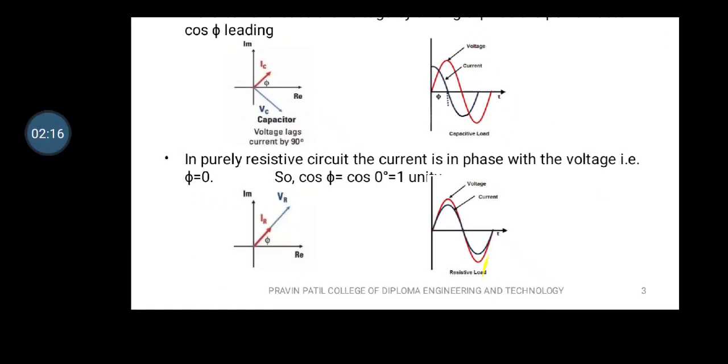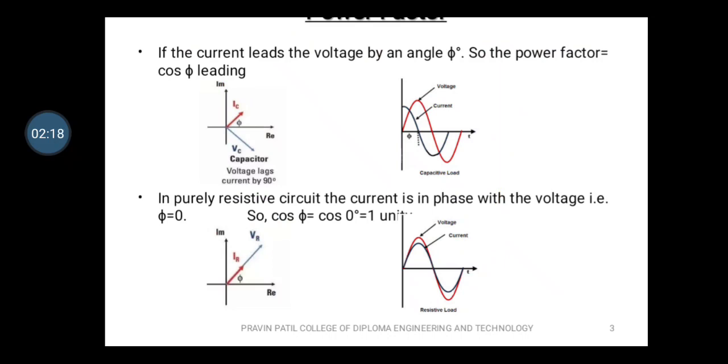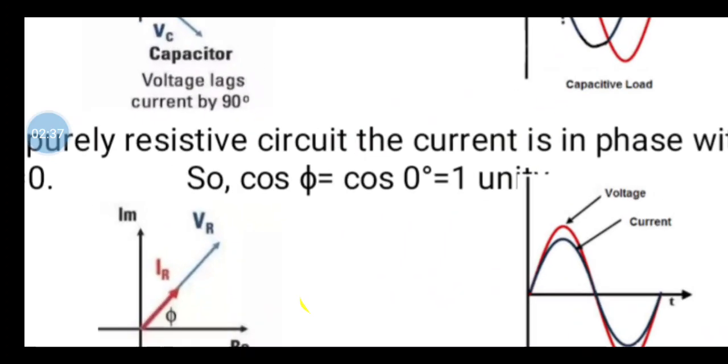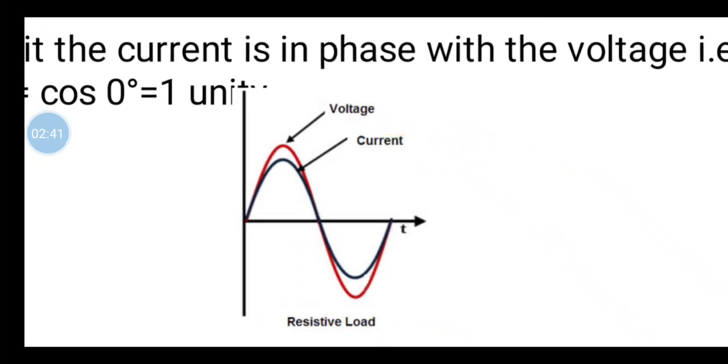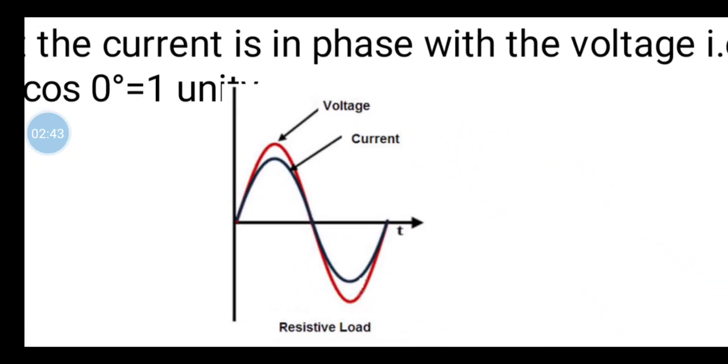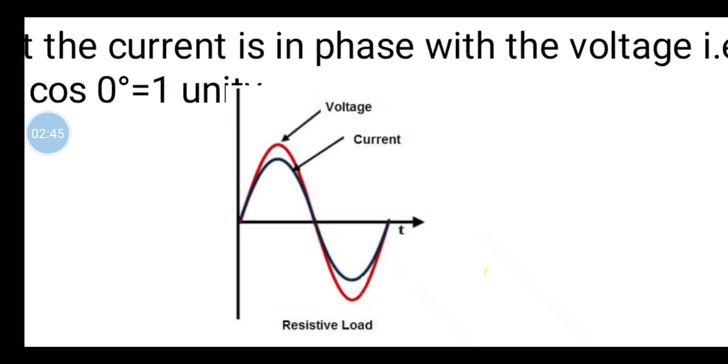Now the third load is the resistive load. In a resistive load, current and voltage are in the same phase. That means phi is equal to 0, so cos phi, that means cos 0, is equal to 1. That means in a resistive load, power factor is unity. Here we see the waveform of the resistive load.